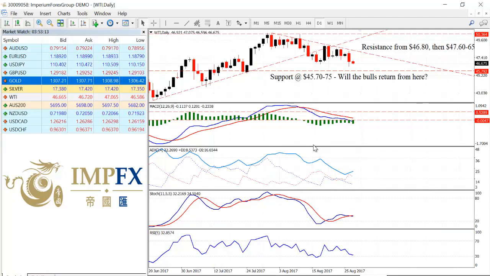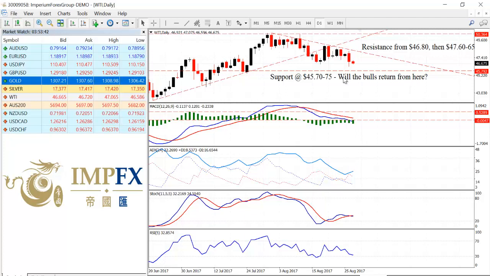And to wrap up with oil, the market is getting closer to its target of $45.70-75. Now at this stage, I am seeing weakness continue. However, traders are currently assessing the economic impact of the tropical storm Harvey, which has resulted in catastrophic flooding in Texas and has knocked out almost a quarter of the US crude oil refining capacity.